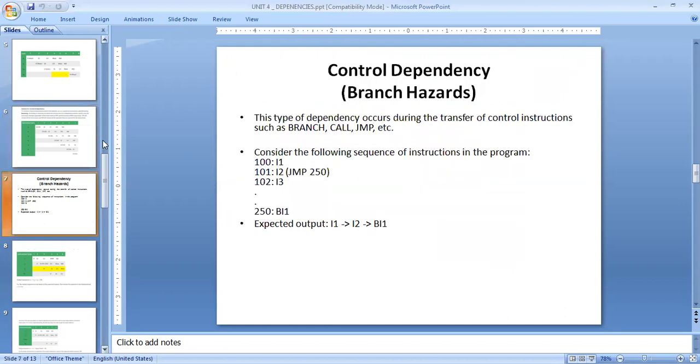Next, we're going to see about control dependencies. In control dependencies, the dependency occurs due to the transfer of control from one instruction to another, moving from one address to another address based upon the operations. Some of the instructions are branch, call, and jump. In this, consider this instruction. I1 is going to complete at address 100, and I2 is going to complete the process, and it needs to perform a jump at 250. Then it is going to perform I3, but it must complete I2 completely before it moves to the address 250.